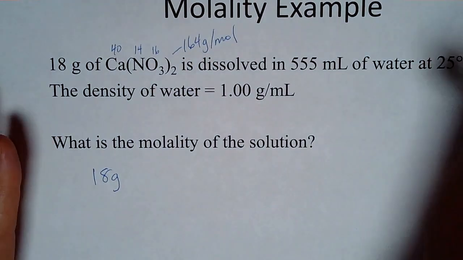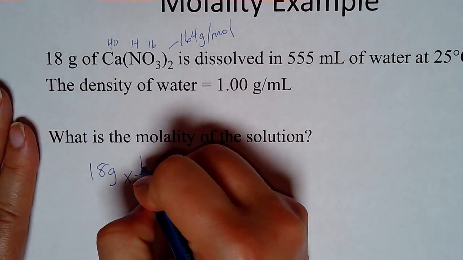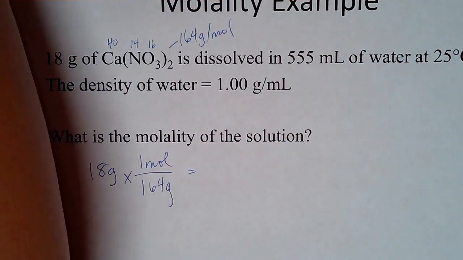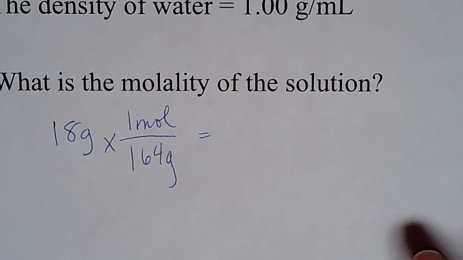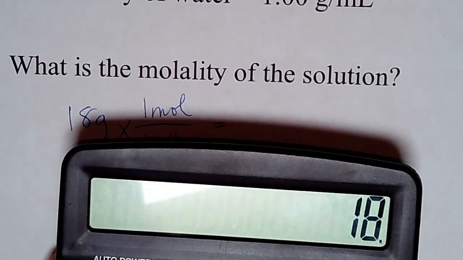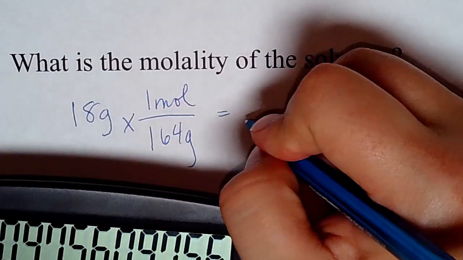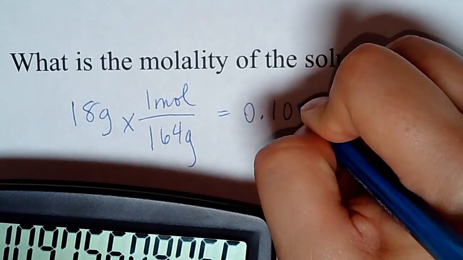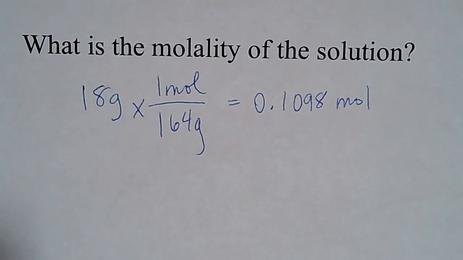So we're going to use that as our conversion factor to convert grams to moles. So 1 mole over 164 grams. And this can give us the moles we have in our solution. Alright, so we have our 18 divided by 164, well, we'll call it 0.1098 for now. We'll cut the sig figs down later. Alright, so those are our moles.